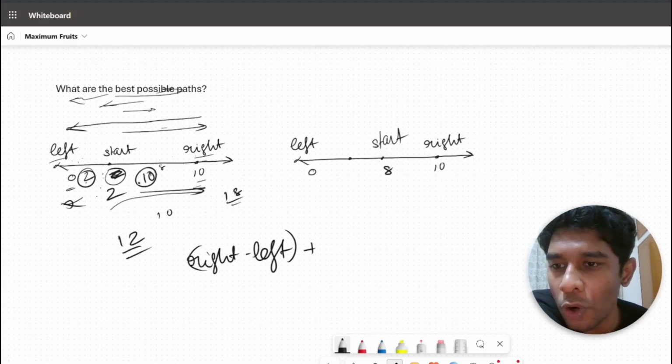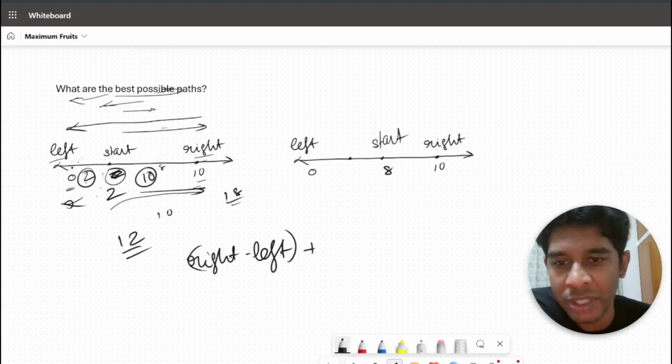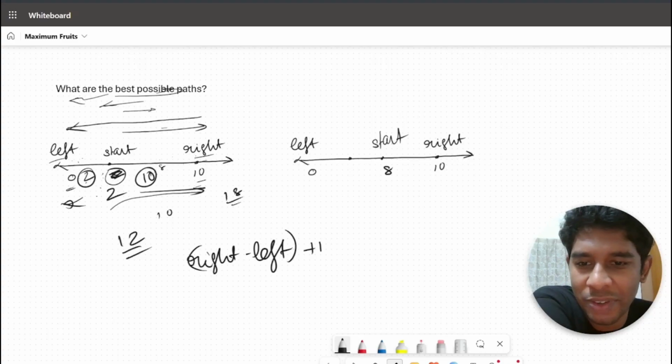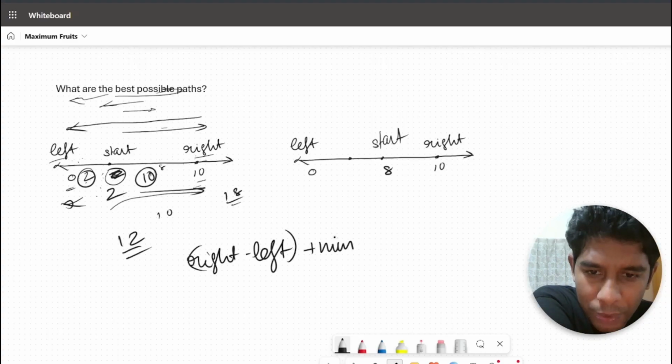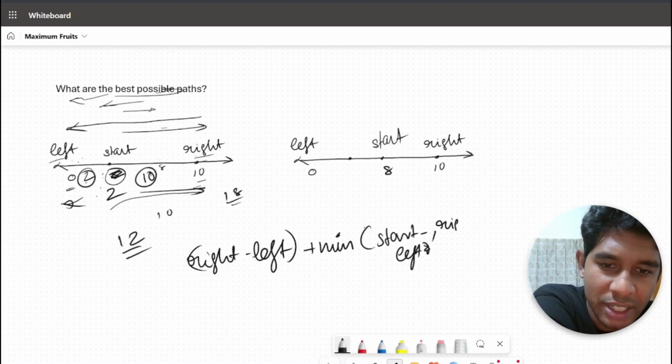But then you also want to find out how to go to the closer end first. And how would you get the closer end? Oh, it's very simple. Minimum of start minus left, comma, right minus start. That's it.